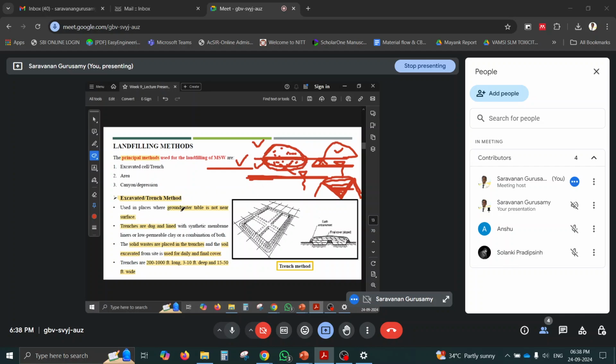Okay, so in the excavation or trench method, the groundwater table is not near the surface. Then trenches are dug and lined with synthetic membrane. So we have to dig the earth and line it with geomembranes, and then the solid waste is placed in the trenches. And the excavated soil, this is very important, can be used as a daily cover and also for the final cover system. Trenches can be around 20 to 1000 feet long, 3 to 10 feet deep, and 5 to 50 feet wide. Like that, you can see the trench sizes here.